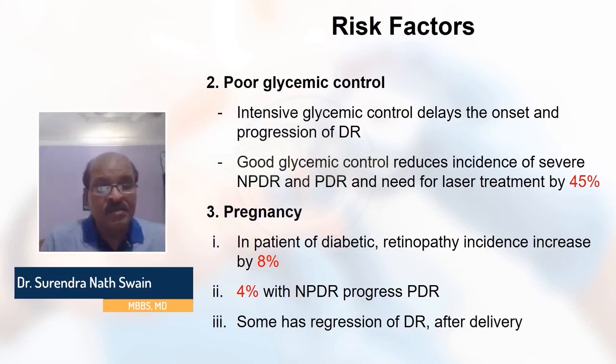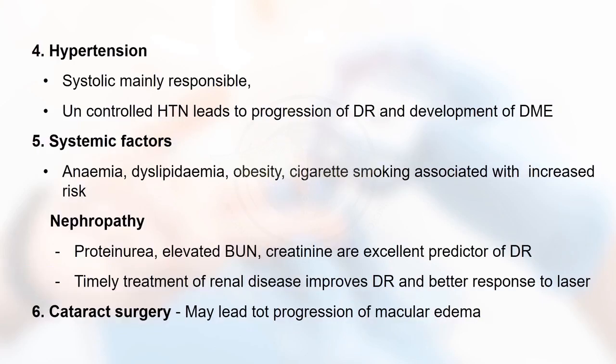Some has regression of diabetic retinopathy after delivery. So there's nice news that after delivery, the diabetic retinopathy reduces and regresses. Hypertension. Hypertension is now a comorbidity with diabetes and it is on the rise because of the stress situation in the modern era, having keen competition amongst everybody and rat race for capturing wealth. There is hypertension and the genetic factor and other factors are there.